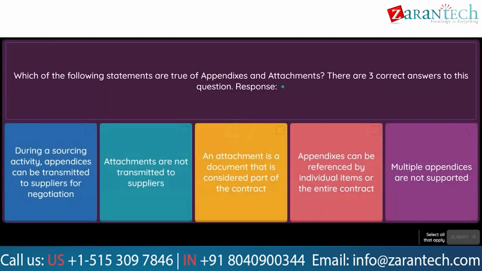Question: Which of the following statements are true of appendixes and attachments? There are 3 correct answers to this question. Response: Option 1: during a sourcing activity, appendices can be transmitted to suppliers for negotiation. Option 2: attachments are not transmitted to suppliers. Option 3: an attachment is a document that is considered part of the contract. Option 4: appendixes can be referenced by individual items or the entire contract. Option 5: multiple appendices are not supported.